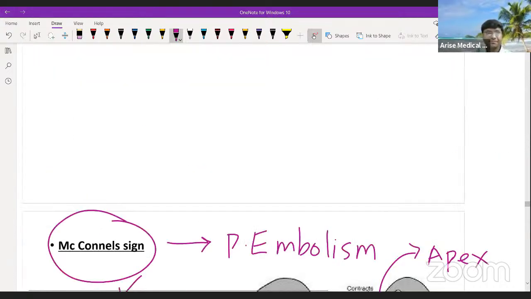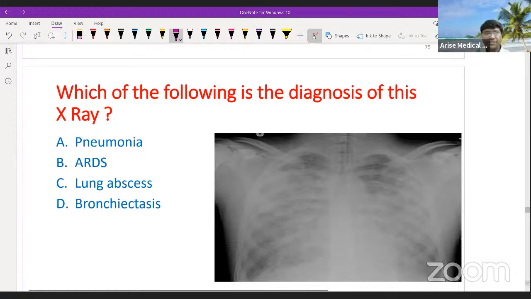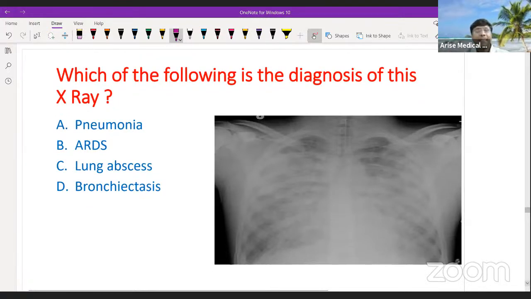Next. Now, you see this particular chest X-ray. Which of the following is the diagnosis of this chest X-ray? Pneumonia, acute respiratory distress syndrome, lung abscess, bronchiectasis. Very good, Avinash. So the answer is B.